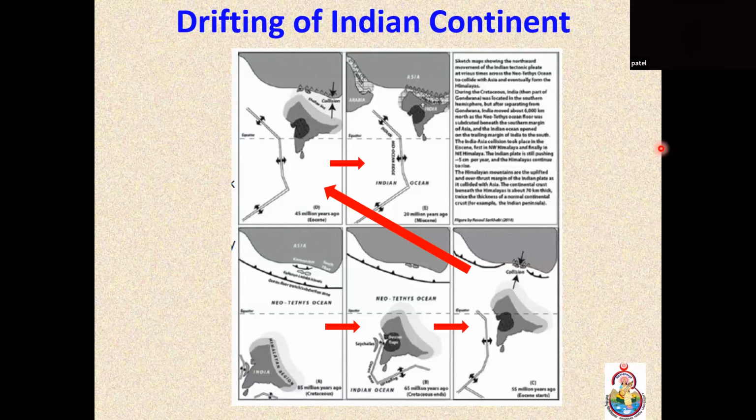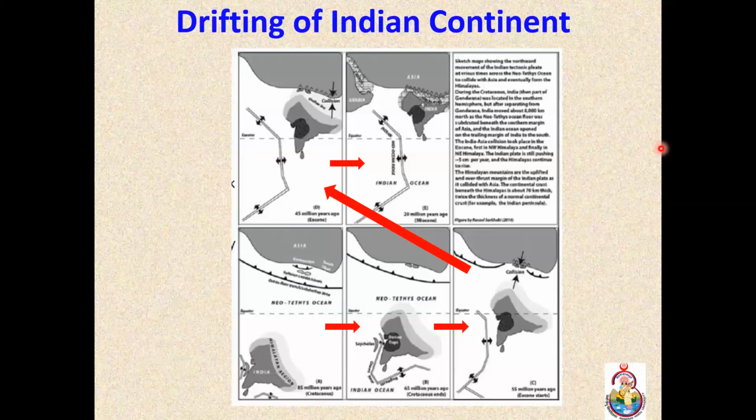India separated from Gondwanaland, and it has been moving since that time, 230, 250 million years ago. At present also it is pushing towards Eurasia at a rate of 4 centimeters per year. So it will continue in the future also, and that's why the Himalaya is rising today also.